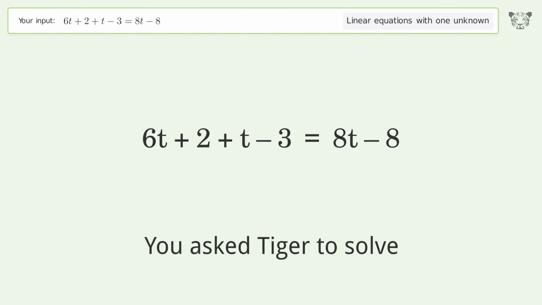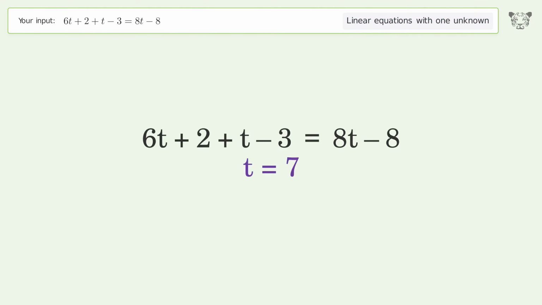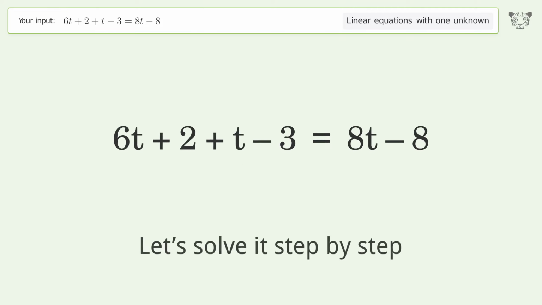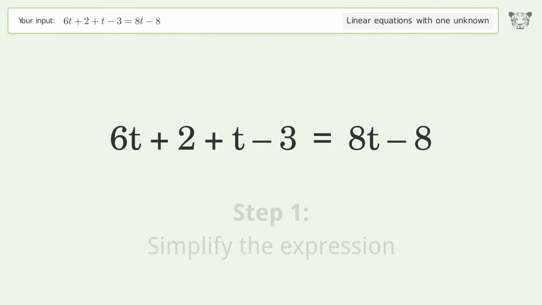You ask Tiger to solve this. This deals with linear equations with one unknown. The final result is t equals 7. Let's solve it step by step. Simplify the expression. Group like terms.